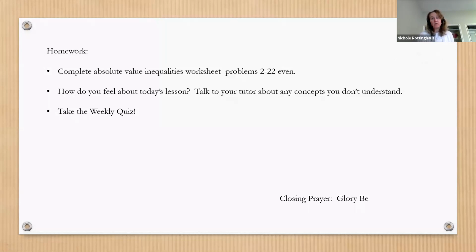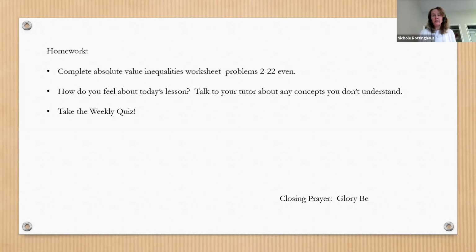You do have a weekly quiz that's out there today. 5 questions all about compound inequalities and absolute value inequalities. That's what we did this week. So take the quiz, take your time on that, and again, solve the problems on paper and then just input your answers in the system, okay, in the online system.